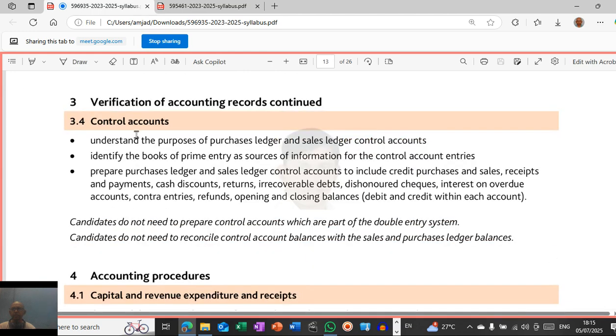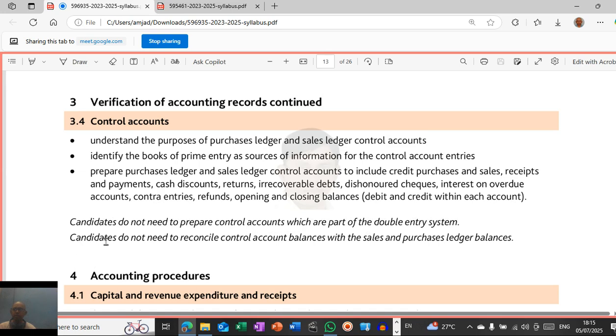Then we will be learning 3.4 control accounts and understand the purpose of purchase ledger and sales ledger control accounts. Identify the books of prime entry as the source of information for the control account entries. Prepare purchase ledger and sales ledger control accounts to include credit purchases and sales, receipts and payments, cash discount, returns, irrecoverable debts, discount cheques, interest on overdue accounts, contra entries, refunds, opening and closing values, debit and credit within each account.